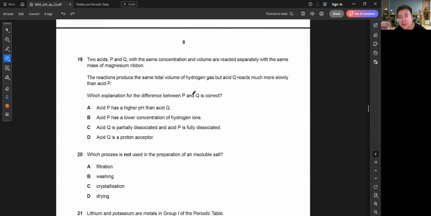Next question. Two acids, P and Q, with the same concentration and volume are reacted separately with the same magnesium ribbon. Okay, so there are two different acids, but the same concentration and same volume. So definitely, if there are two different acids, one will be more reactive than the other one. They produce the same total volume of hydrogen gas, but one reacts faster and one reacts slower.